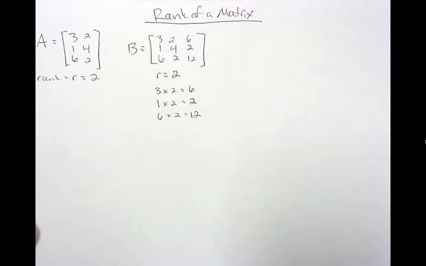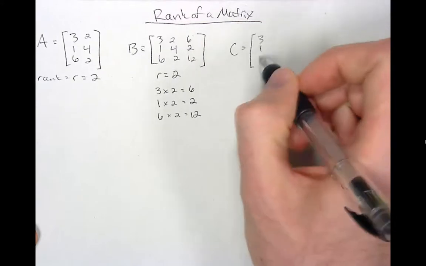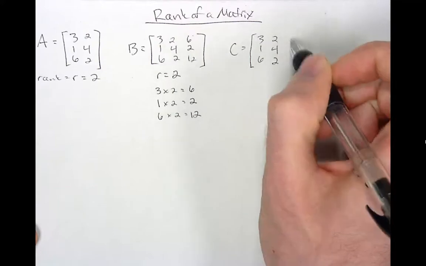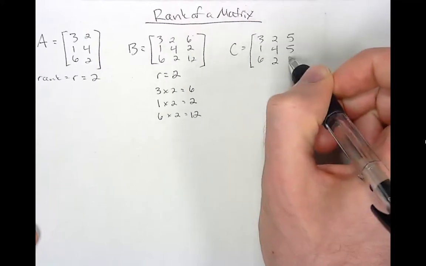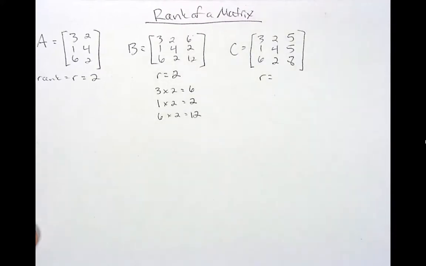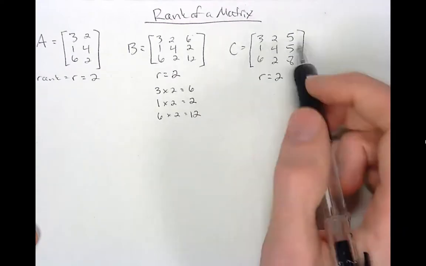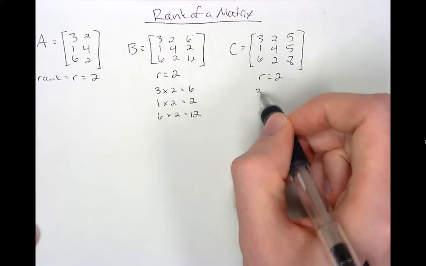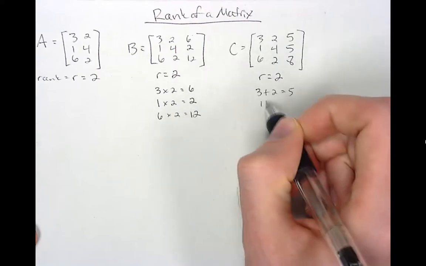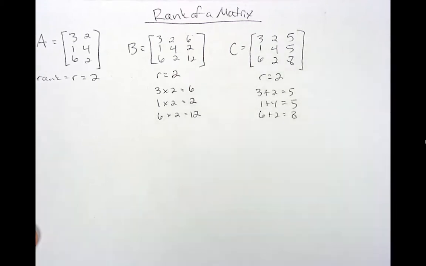Now, let's take a matrix C with the values 3, 1, 6, 2, 4, 2 going down, and then this time let's change the third column to be 5, 5, 8. What is the rank of this one? Right, this one is also 2 because you can add the first column and the second column to get the third column. 3 plus 2 equals 5, 1 plus 4 equals 5, 6 plus 2 equals 8. So that's another linear combination.